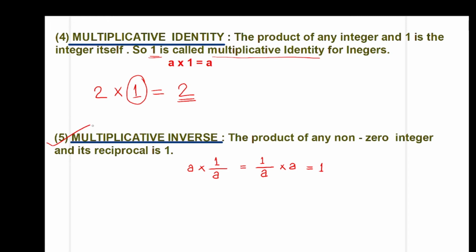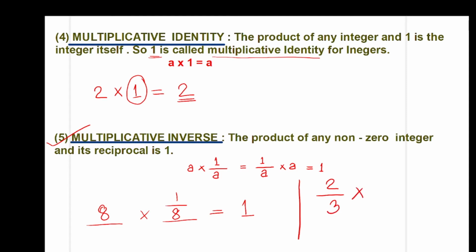Next, multiplicative inverse. That means the product of any non-zero integer and its reciprocal is 1. That means when we multiply two numbers, the product we get is 1. Okay, so what are the numbers? Suppose here it is 8. Here definitely we will give the reciprocal of 8, that means 1 by 8. Then we will get what? 1. Again, another example. Suppose 2 by 3.